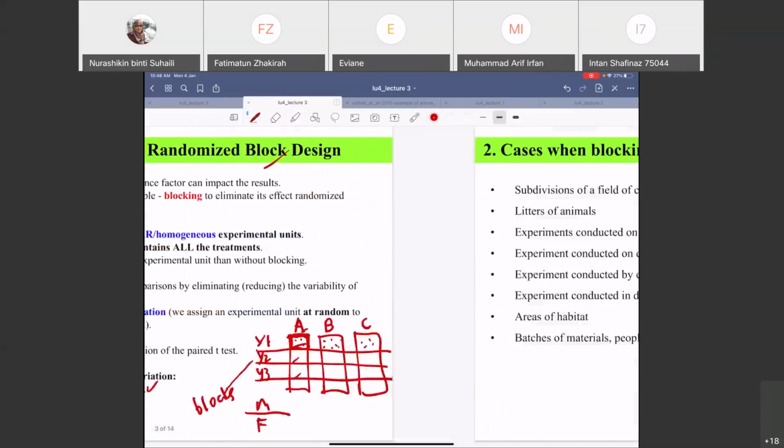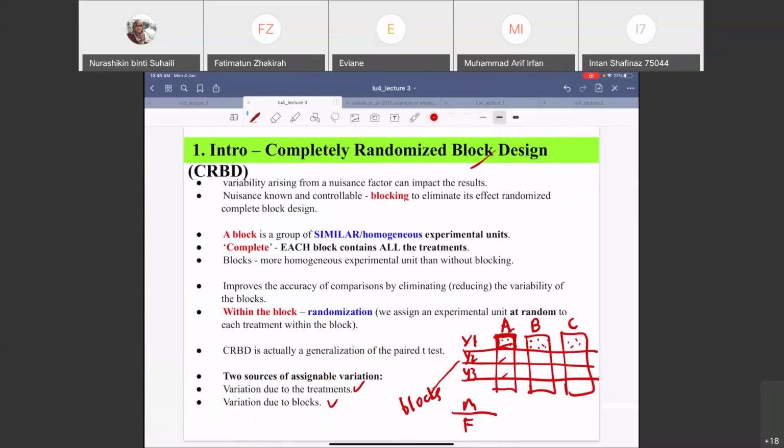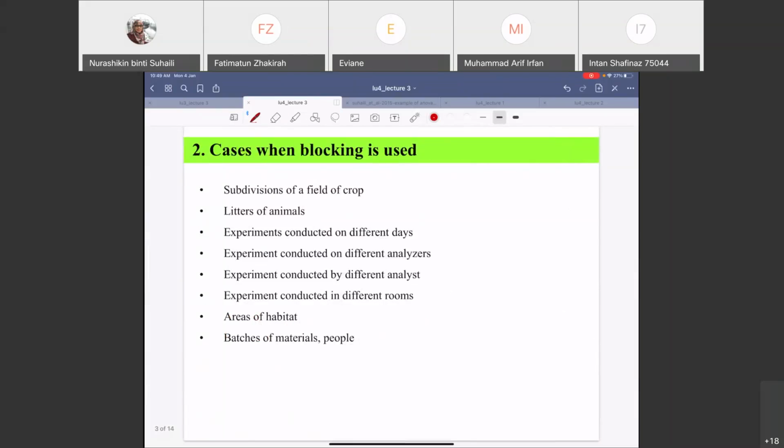I think that's it here. Cases when blocking is used. How can you know whether you need the blocks or not? It depends on the case. It is pretty much case dependent. I cannot say that all cases in zoology need blocks. It depends on the cases. Sometimes the blocks are needed, or sometimes they are not necessary. So these are examples of cases when blocking is used: subdivision of a field of crop, litters of animals. It's very case dependent, and I cannot really generalize this kind of case.